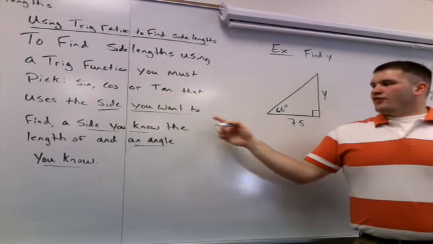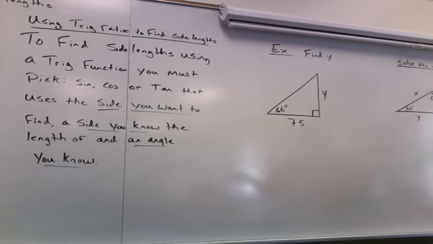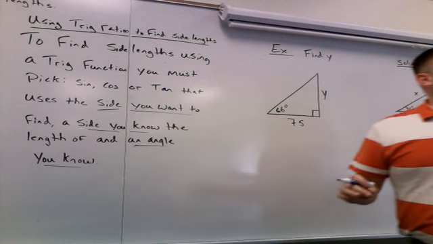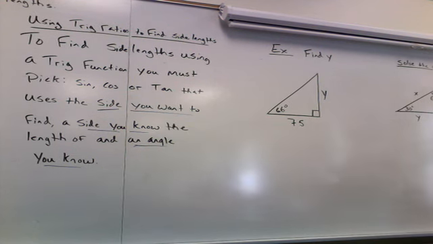Okay. Of the 3 things I underlined, how many do I have to know? 2. How many am I going to find? 1. So essentially, I'm going to take sine, cosine, or tangent. I'm going to make an equation with 1 unknown. And I'm going to solve it. I'm going to solve that unknown. Sounds a lot like algebra, doesn't it? Make an equation, 1 unknown, solve the unknown.